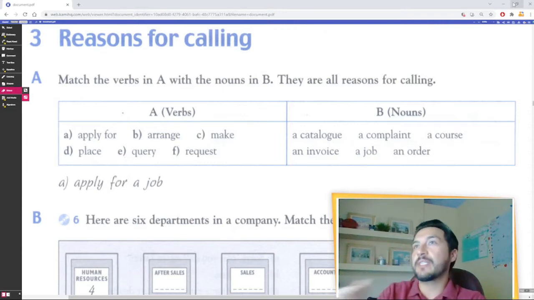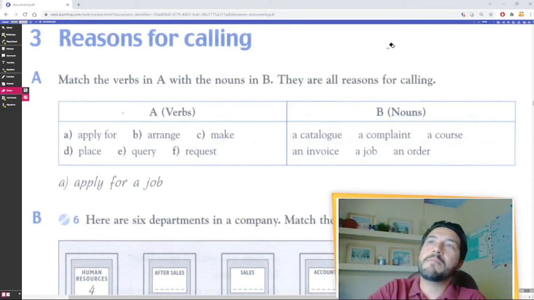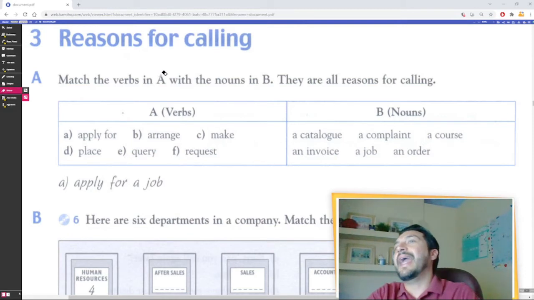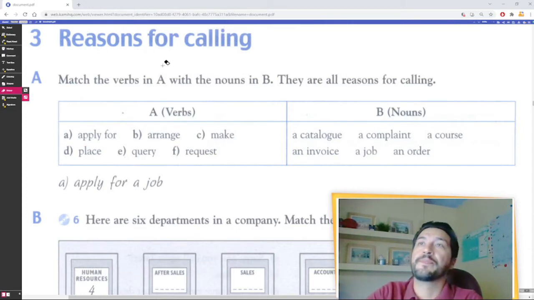Unit 3 is Reasons for Calling. We're going to start with Exercise A. In Exercise A, we match the verbs in A with the nouns in B. They are all reasons for calling.